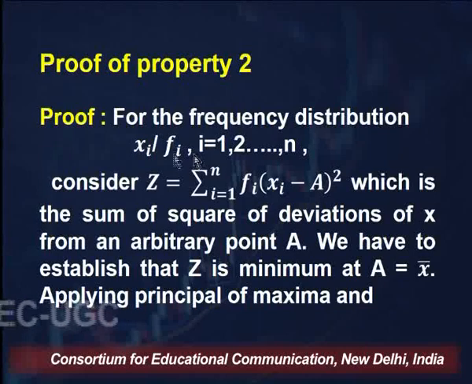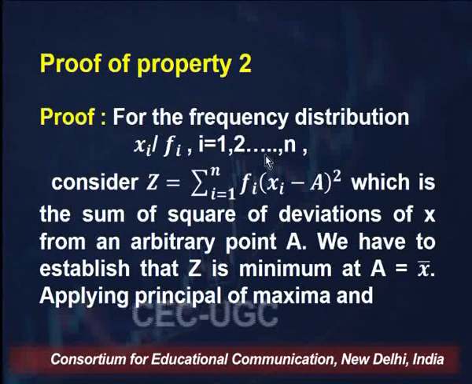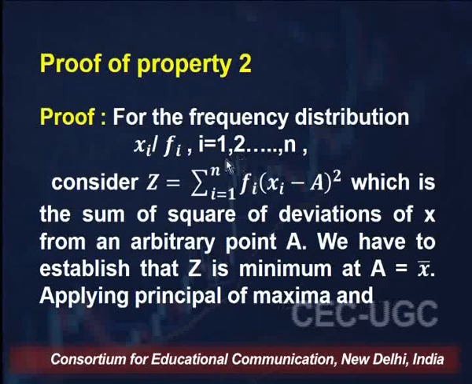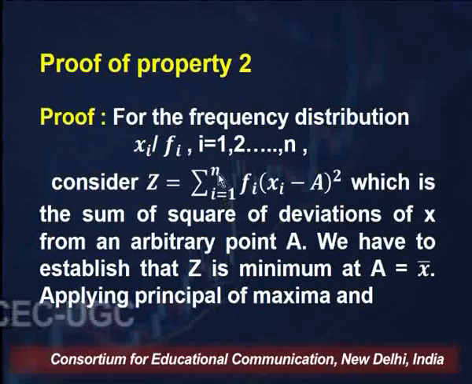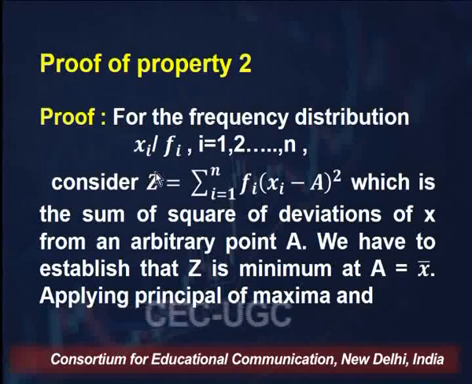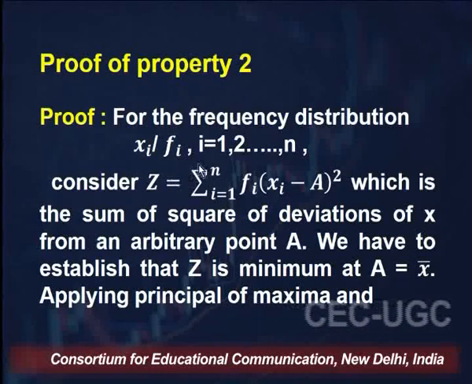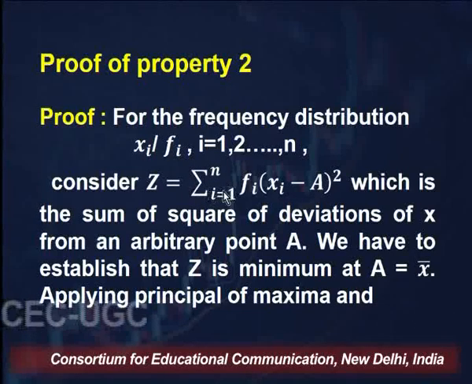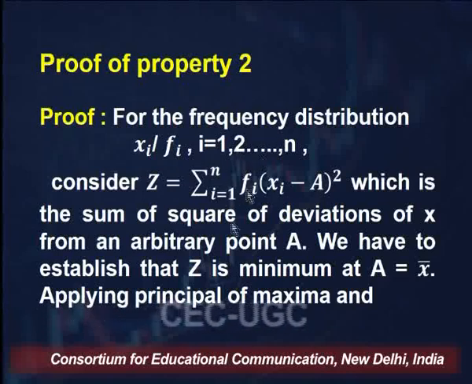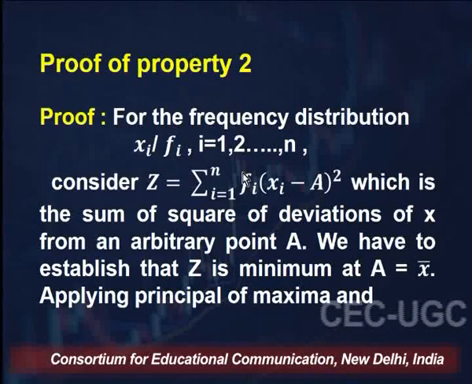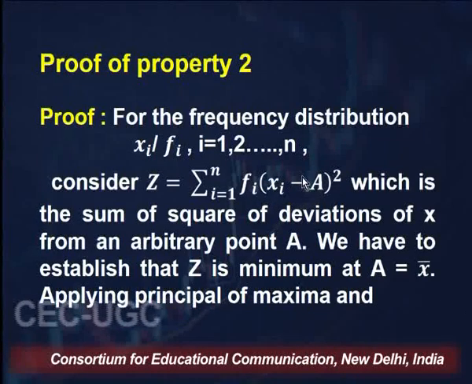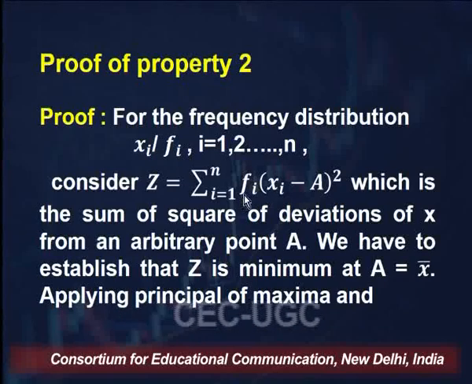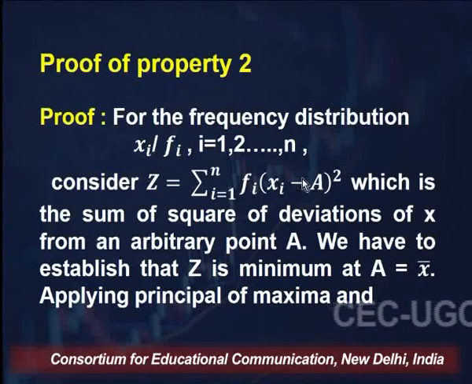Again, as I said, that long sum we don't need to worry about; we can write it straight away in a compact notation. So how many terms are there? n terms. So I will take a function variable z, which is equal to capital sigma, the summation sign, summation over i equal to 1 to n, because there are n terms. And what is the ith term? The ith term is the square of the deviation, xi minus a whole square, with fi multiplied to it. So this is equal to fi into xi minus a whole square.